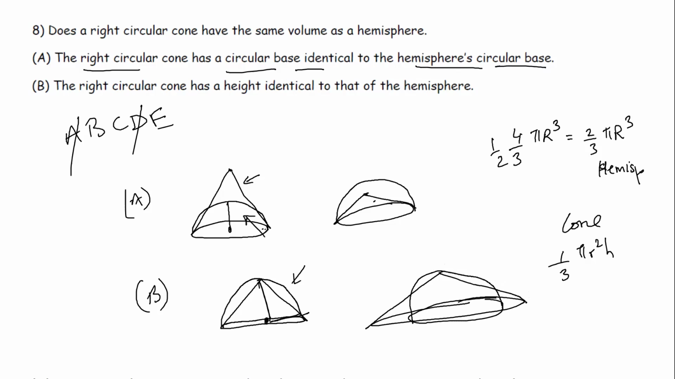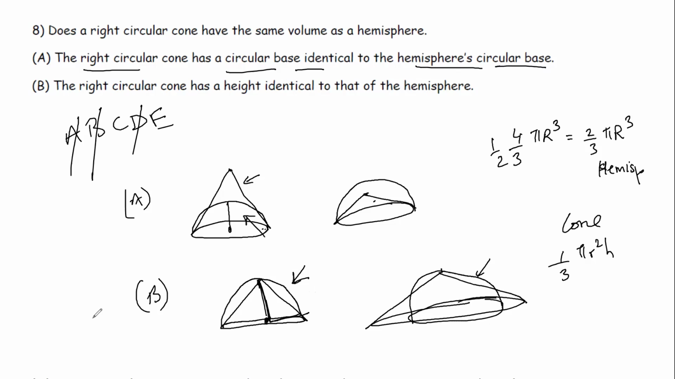But in this situation, there could be a possibility that the cone's volume could be equal to the hemisphere's volume, right? But in this situation, clearly, when the bases are overlapping and the height is the same, right? In both the situations, the height is the same. Out here, I've shown that height is the same, correct? But the volumes could be different. So it's a yes no situation from statement B.